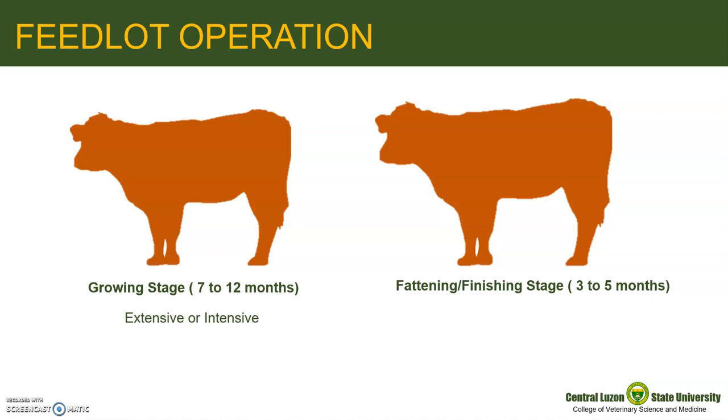In the growing stage, simple management can be employed and they can be raised under extensive, allowing them to graze, or intensive with a cut-and-carry feeding system. In the finishing stage, the animals are raised in confinement or in an intensive system. This is to keep them at minimum movement so that the feeds given to them are used for the development of tissues and not used for foraging purposes.